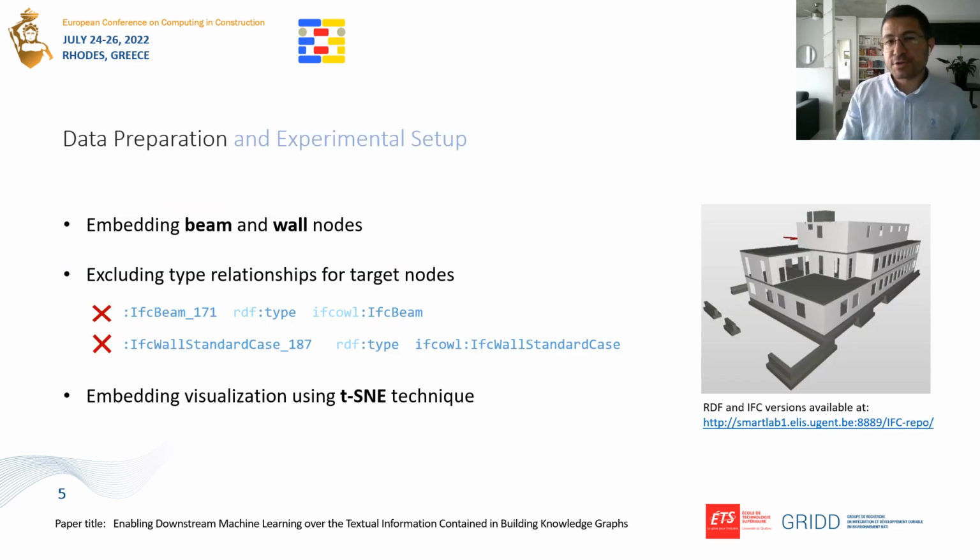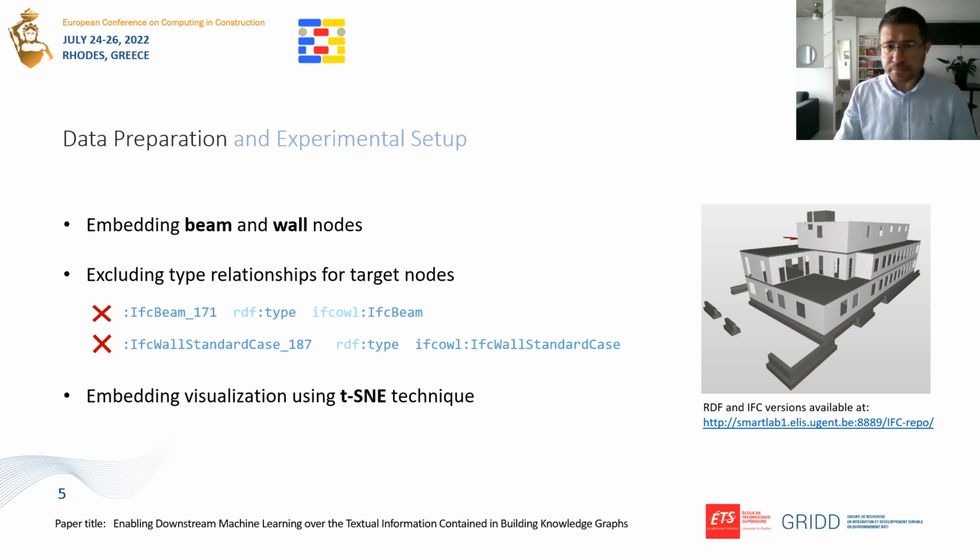For our experiments, we took two types of structural elements, namely beams and walls, to examine if we can have two distinct clusters of embeddings for each of these two classes. For the training process, we used an existing building information model as raw data. Both IFC and RDF versions of the used model are publicly accessible from an online repository maintained by Ghent University in Belgium.